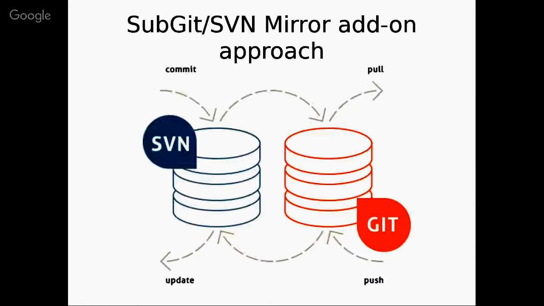And in this case, SubGit, if it's turned on, guarantees that no such situation could happen. It will reject either the SVN commit or the Git push, but will not allow a conflict to appear at all.